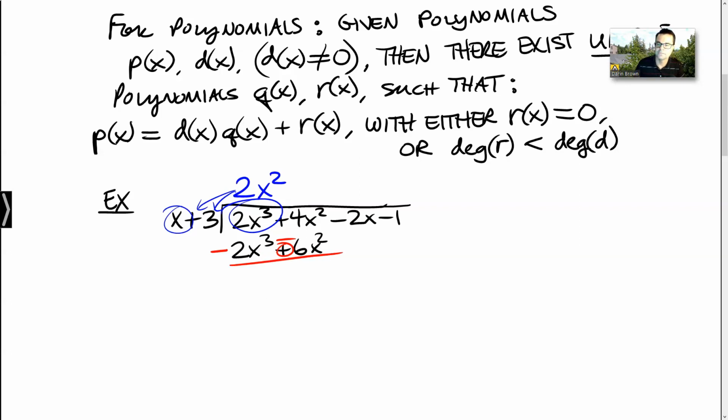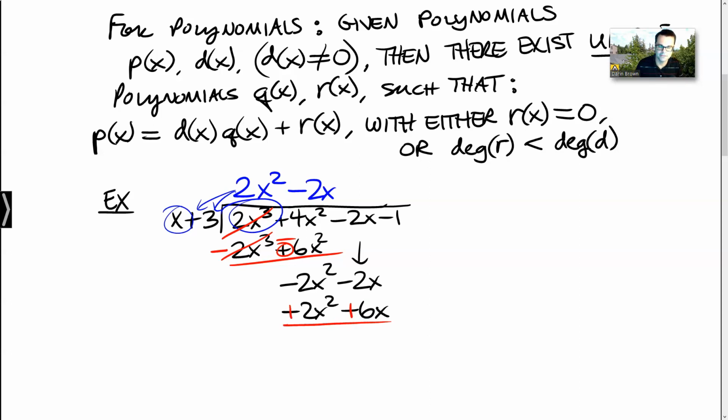These go away. Those should always go away because that's how you chose it. And now these two are going to give us negative 2x squared. Now we bring down the minus 2x, just like you do in ordinary long division. How many times does x go into minus 2x squared? Minus 2x times, minus 2x squared minus 6x.